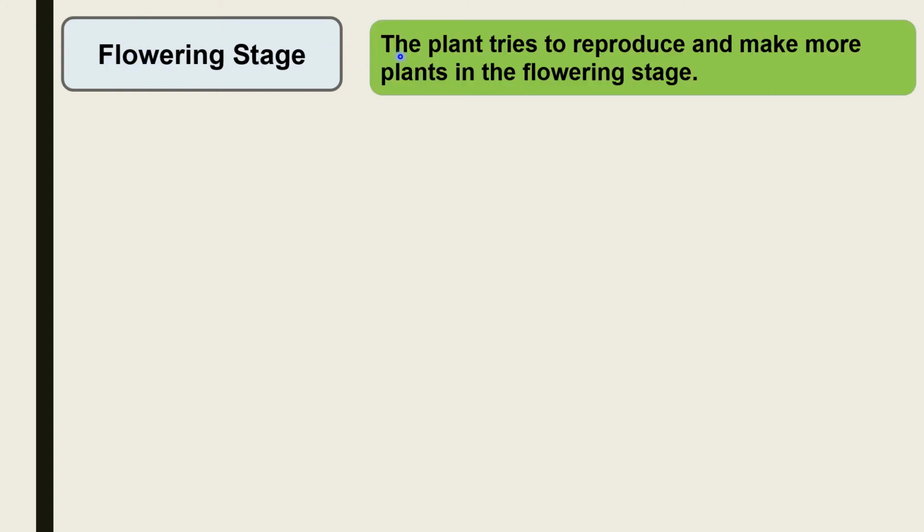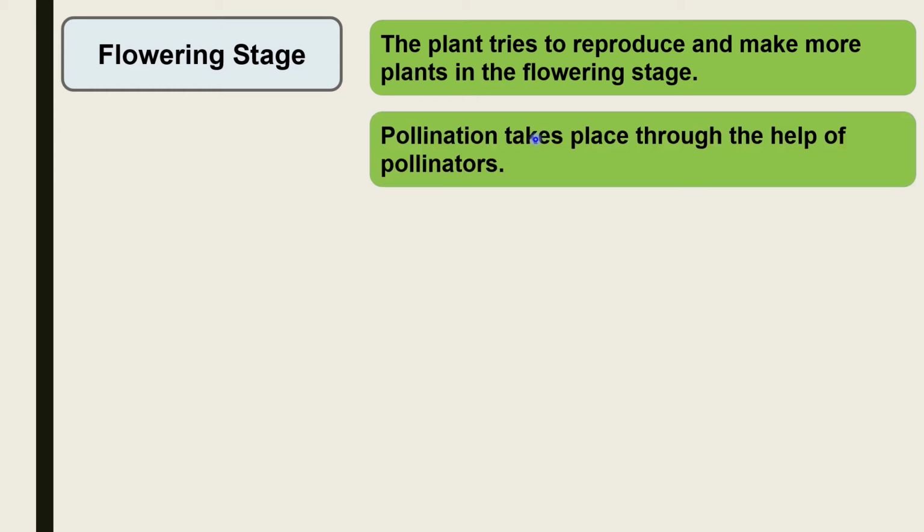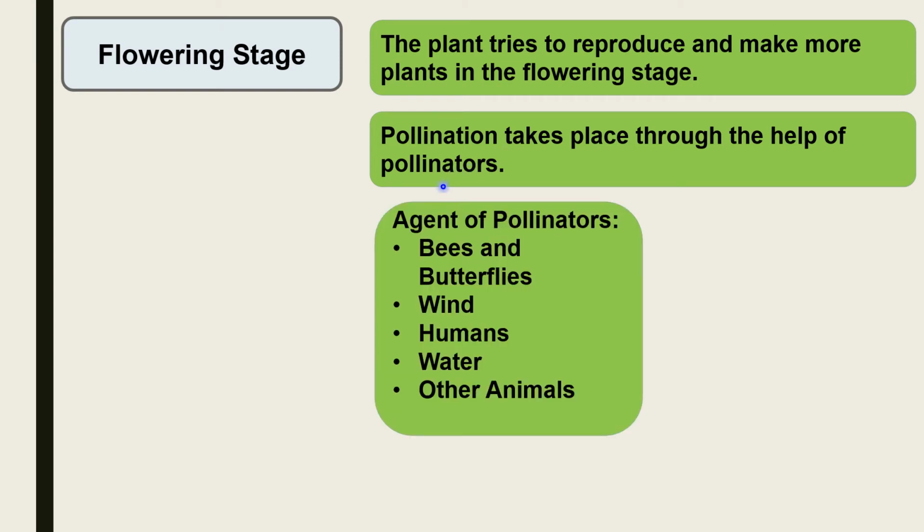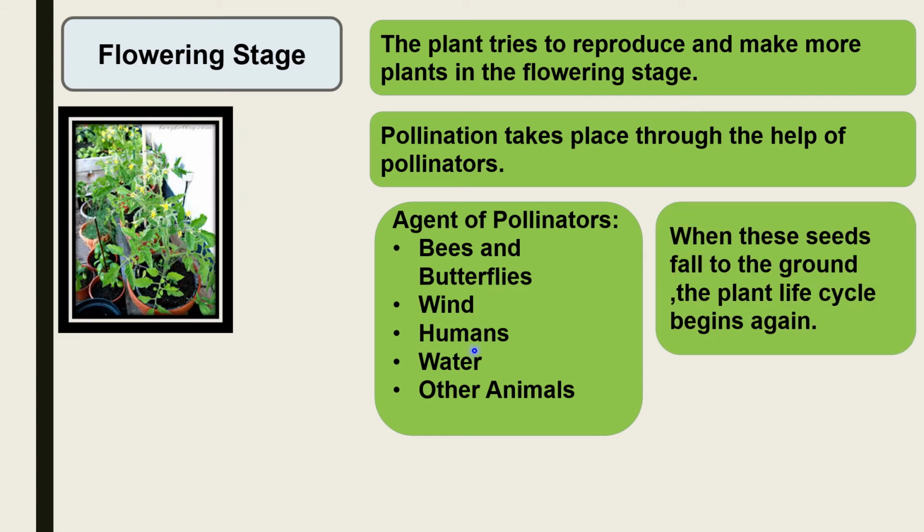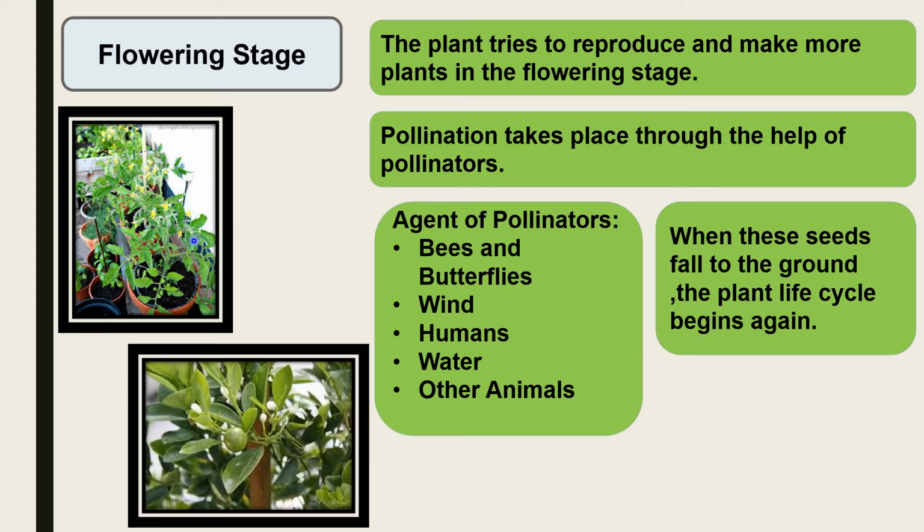Next, the last stage is the flowering stage. What is the flowering stage? It is where the plant tries to reproduce and make more plants. Pollination takes place through the help of pollinators. What I said in the last lesson is that there are agents of pollinators: bees and butterflies, wind, humans, water, and animals. When these seeds fall to the ground, the plant life cycle begins again. These are examples of the flowering stage. The plants have flowers.